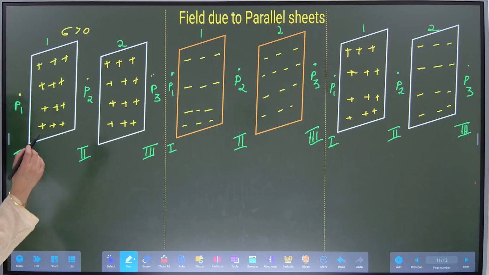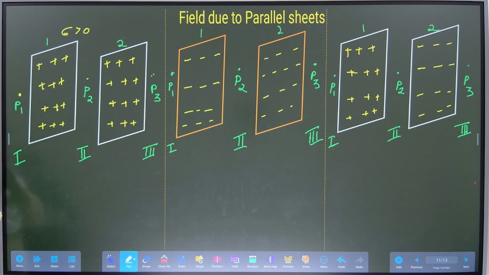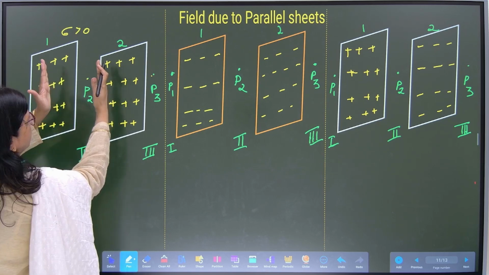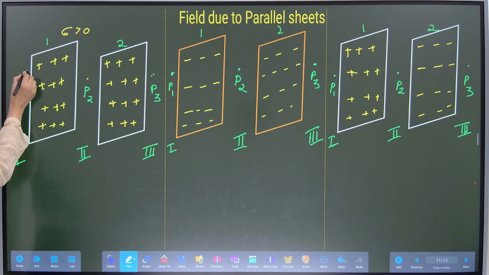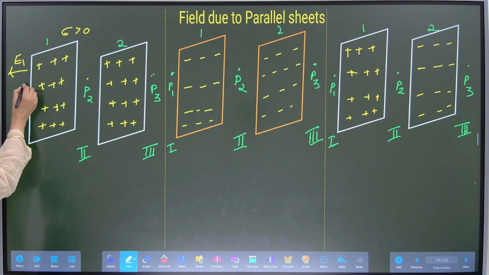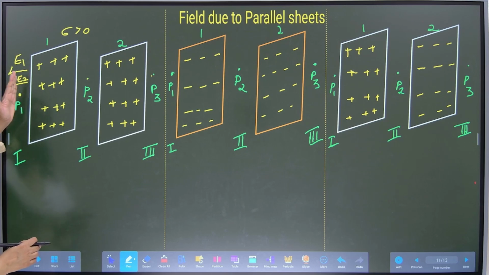Now let us consider the electric field at the point P1 in the region 1 towards this side of the sheet 1. As per the rule of electric field, for a positive charge it should be radially outwards from the sheet. Both these sheets have the positive charge, so radially outwards means this way. E1 due to sheet 1 is radially outwards, and E2 due to sheet 2 is also radially outwards, neglecting this sheet. So E1, E2 both are in the same direction.